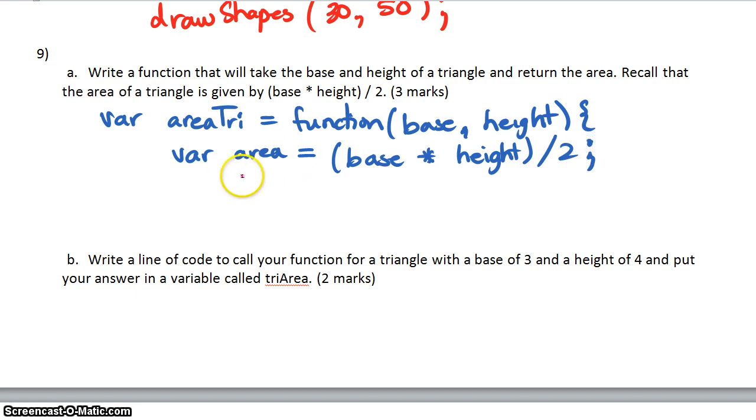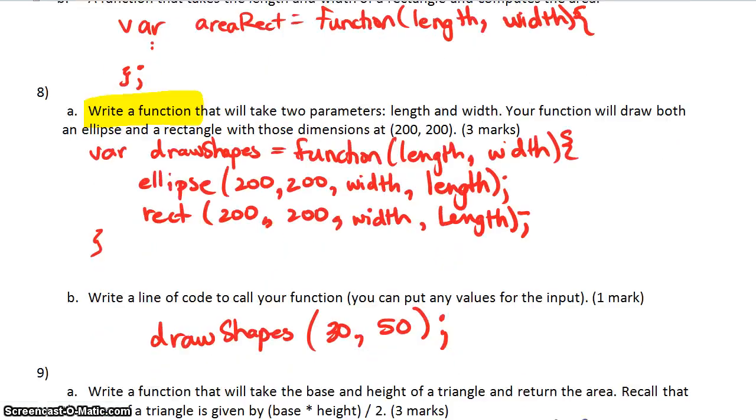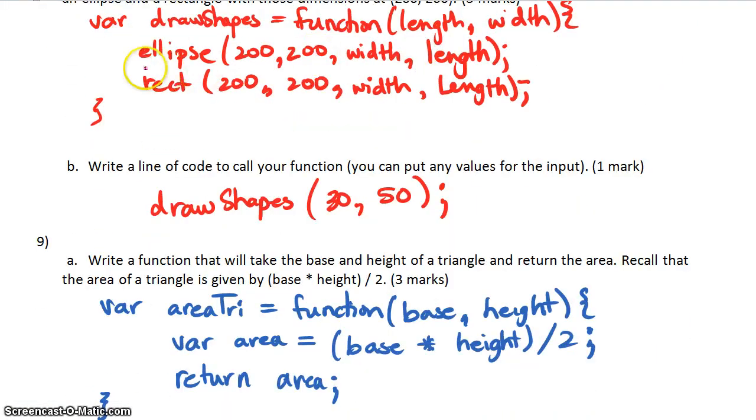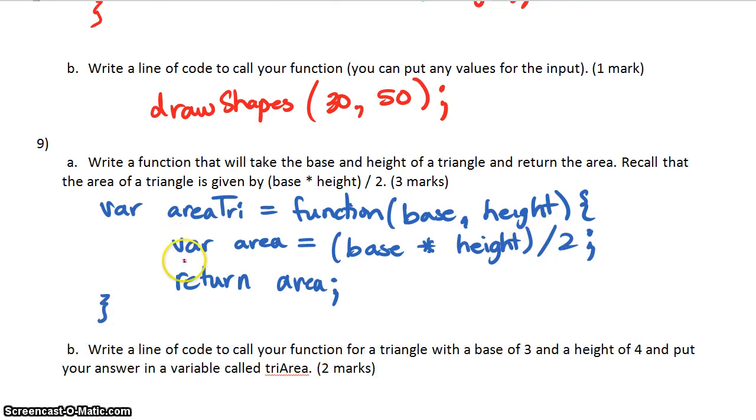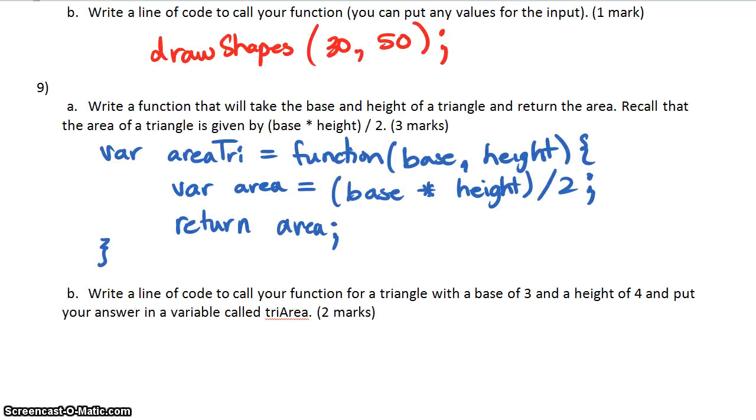And now this answer is in area, but we need to return it back. So we need to use the keyword return area. If we don't return it, then this function is useless because it did the calculation, but it didn't send it back. Whereas the function up here in red, drawShapes, was useful even though it didn't return anything because it just drew shapes directly on the screen. This one doesn't draw anything on the screen, it computes something, it calculates the area, and that's going to be no good unless it sends it back. So that's why you have the return statement in this function.